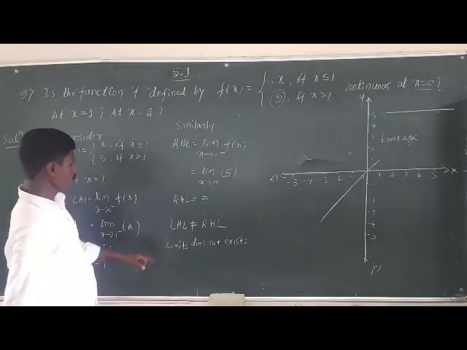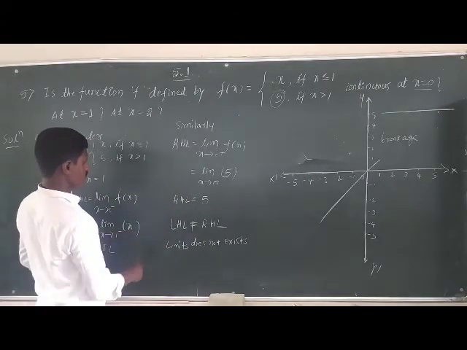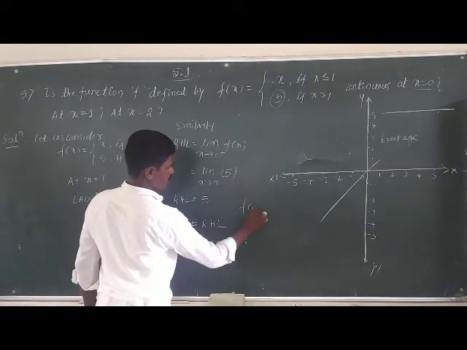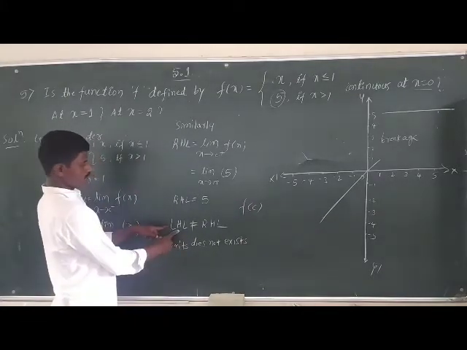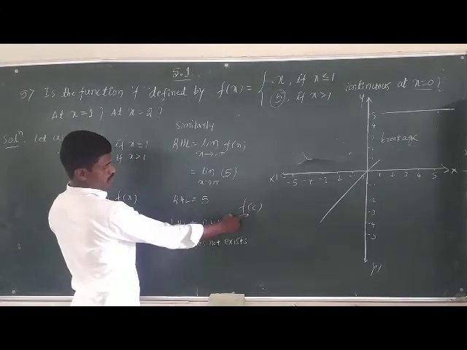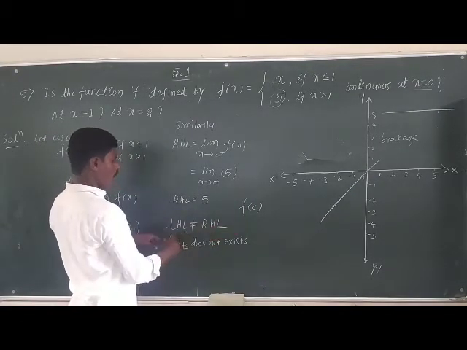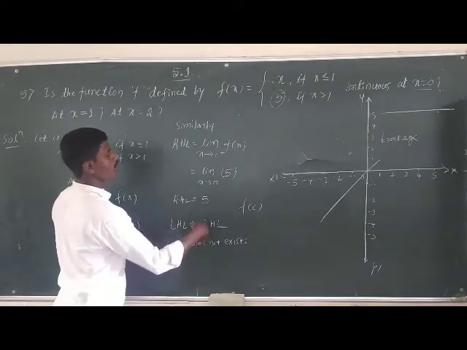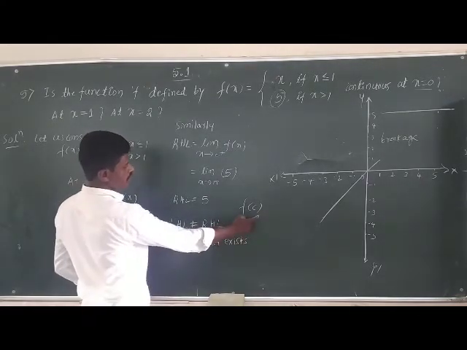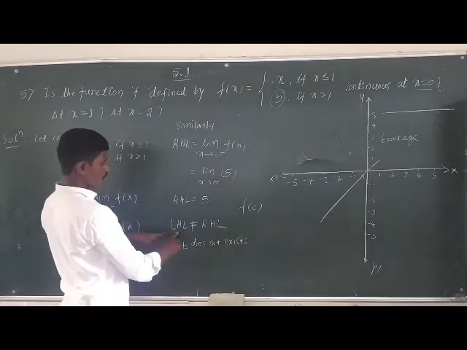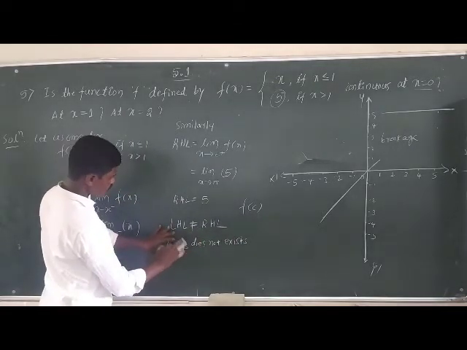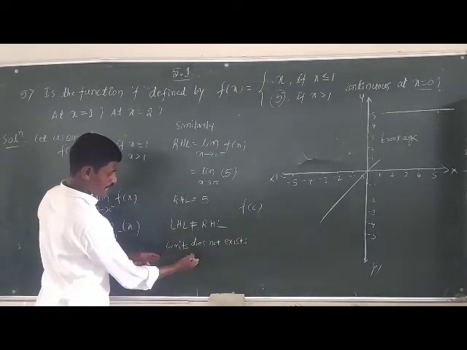So it is not necessary to find f of c if the LHL is not equal to the RHL. It is only once the limits exist that we move forward to find f of c. So if LHL is not equal to RHL, we stop here, and the limit does not exist.